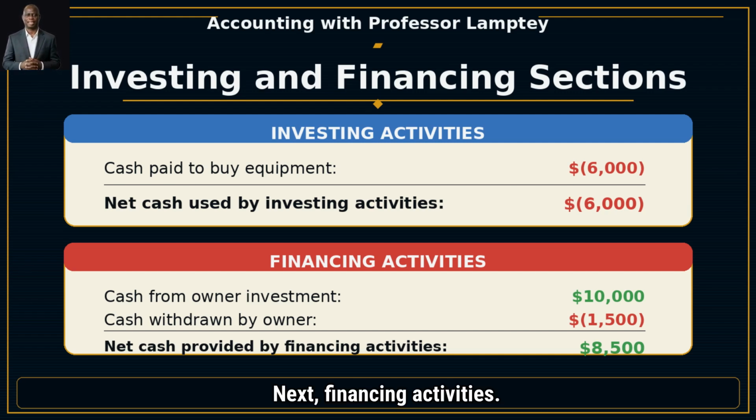So net cash used by investing activities is negative $6,000. Next, financing activities. Cash received from owner investment, $10,000. Cash withdrawn by owner, $1,500. $10,000 minus $1,500 equals $8,500. So financing activities provided cash of $8,500.